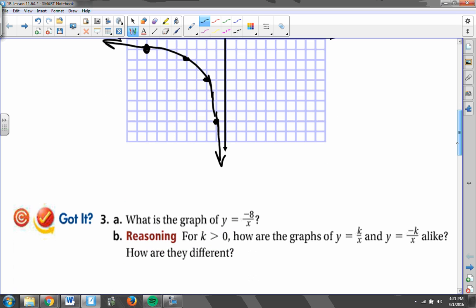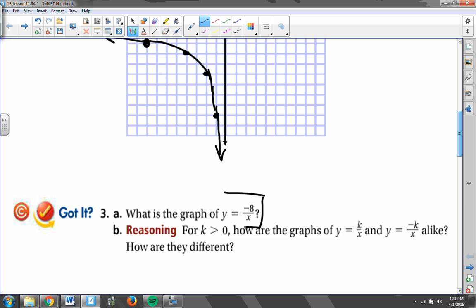I would like you to try graphing this function, y equals negative 8 divided by x, by doing exactly the same process. Create a table of values, plot the points, connect them. Once again, x equals 0 we will call undefined because we cannot divide that by 0. But pause the video, take a look at that graph, make your table of values, then come on back and I will show you what our graph should look like.